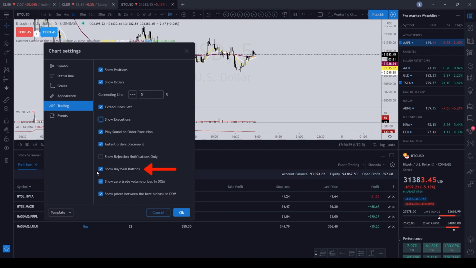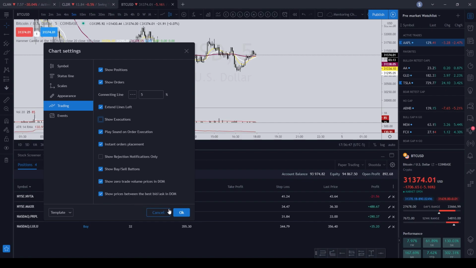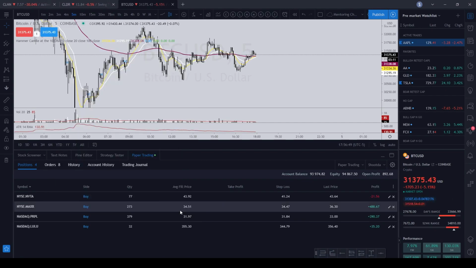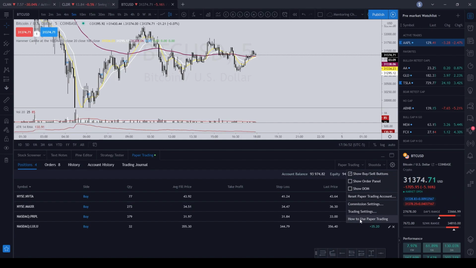Then you've got your show buy sell button, and that's just another way of toggling these little buttons right here on and off. And then you've got your show zero trade price in the DOM and show price between the bid-ask spread on the DOM. I just leave these as is. You don't need to play around with them, but feel free to check it out and see what they do. All right, click OK. And then the last choice is how to use paper trading. So this is just a quick link to the TradingView blog that will give you a little bit of detail on how to actually paper trade. Now, if you're watching this video, hopefully you won't need to use this.